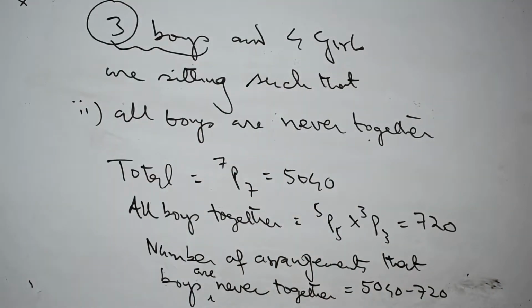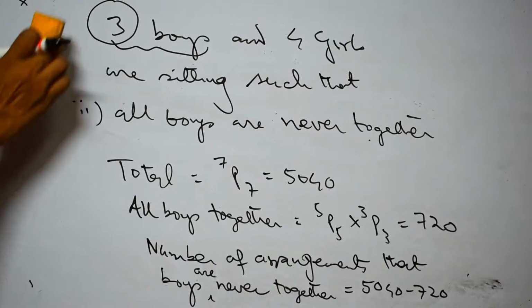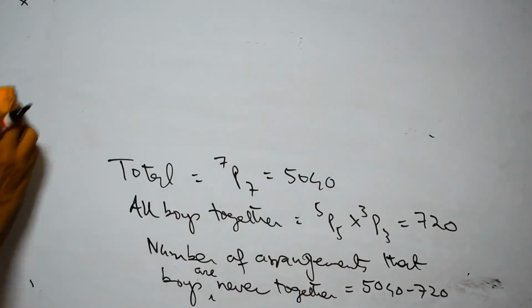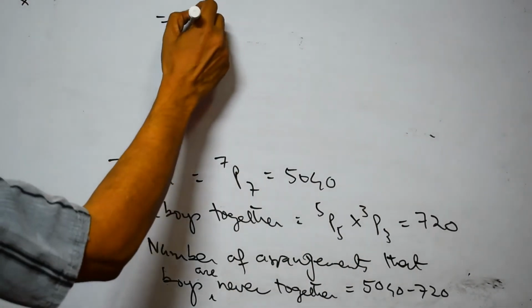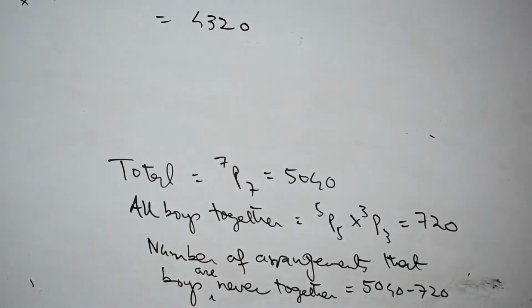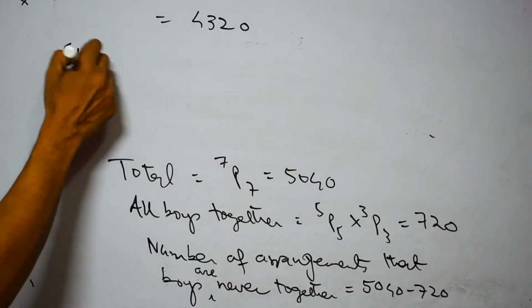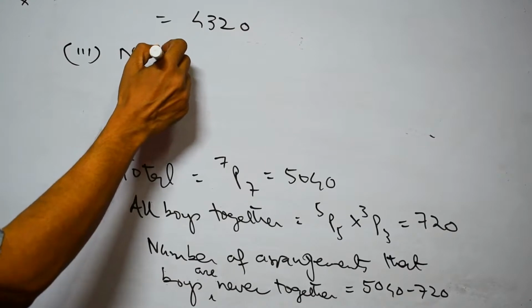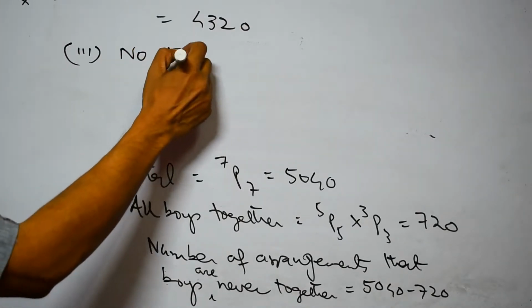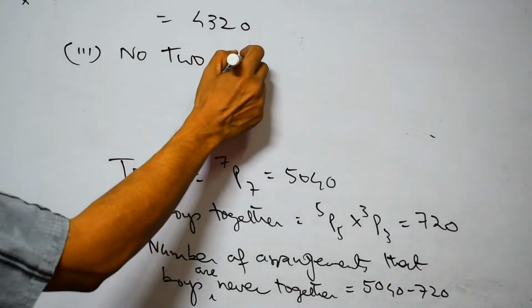Because you have to subtract, and that result will be the final result for how many ways they can be arranged. Now discussion can be continued with this question. Third one, no 2 boys are together. How many ways? No 2 boys are together.